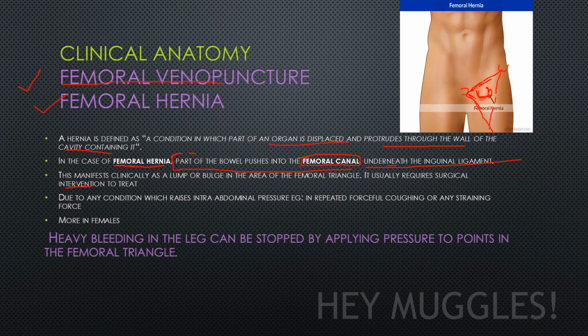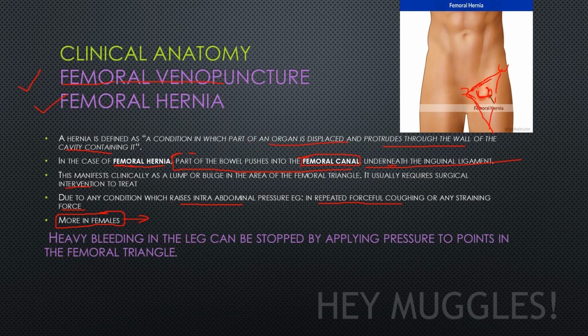So what is the cause? Why does it occur? It can be due to any condition which increases the intra-abdominal pressure, right? So it can occur when a person is repeatedly and forcefully coughing, or due to any straining force, right? It occurs more in females. Why more in females? Because females have a wider pelvis, and as a result they have a wider femoral ring.